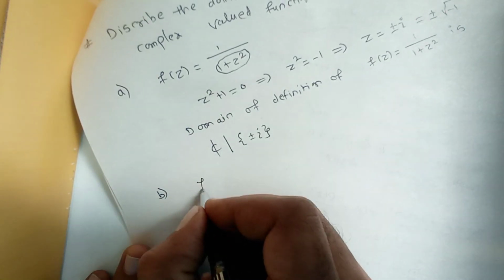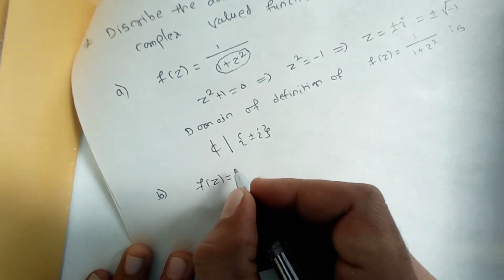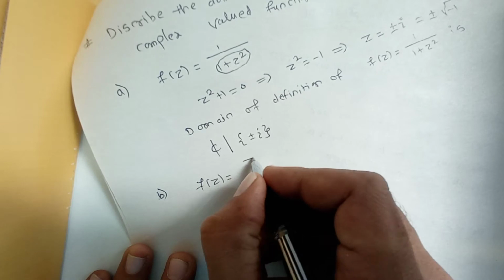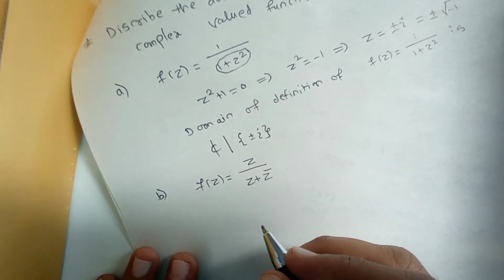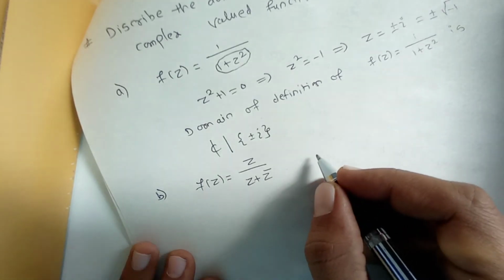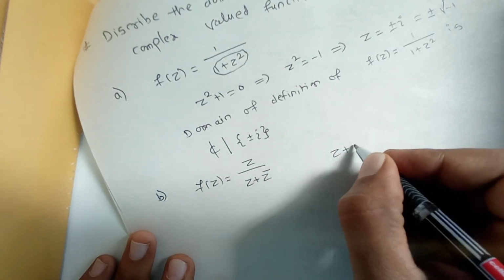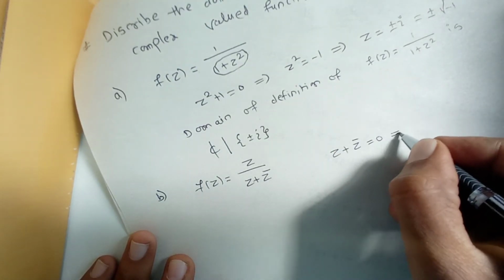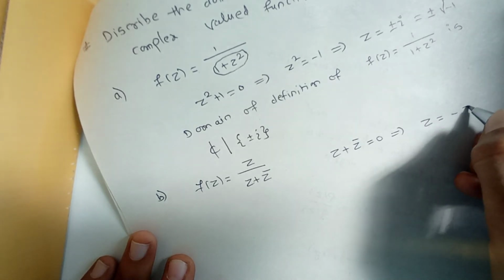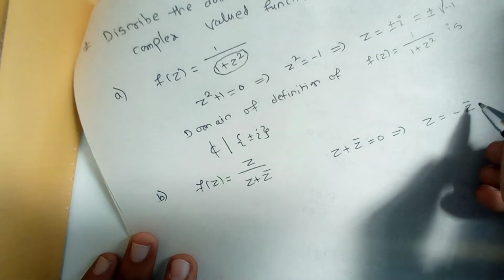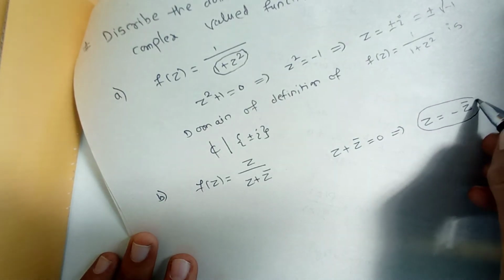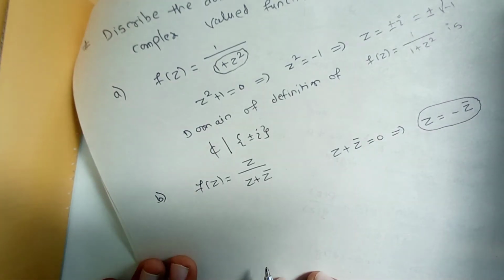f of z is equal to z divided by z plus conjugate of z, z bar. So z plus z bar is equal to 0. This implies that z is equal to minus z bar, and this happens only when z is a purely imaginary number.